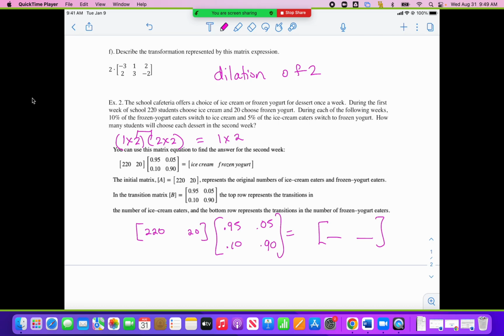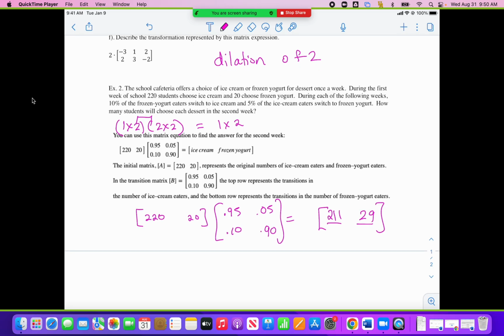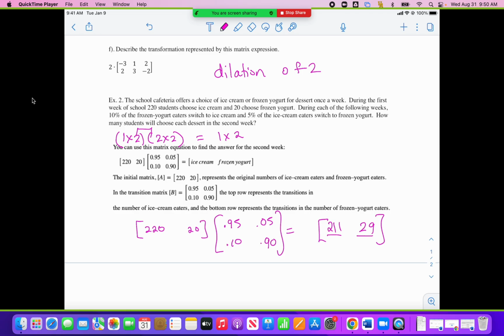Now you have to multiply your first numbers, so take your 220 times 0.95. And what I do is jot that down somewhere because it's a lot to remember. And then you're going to take 20 times the 0.1. So you're going to do plus 2. And that's what's going to go in the first row, first column. Okay? And so do you see up on the board where it's 1 row and 2 columns? It's 211 and, let me see, yeah, 29, got it. All right, so the top row is the ice cream eaters, the bottom row is the frozen yogurt eaters. So we end up with, in the second week, 211 and 29.